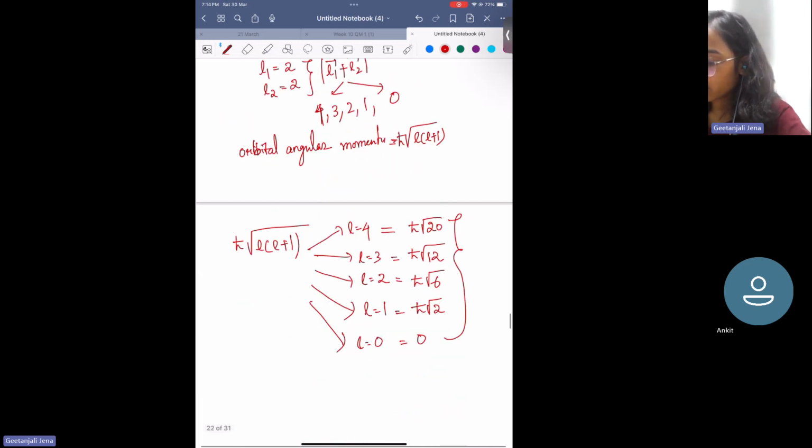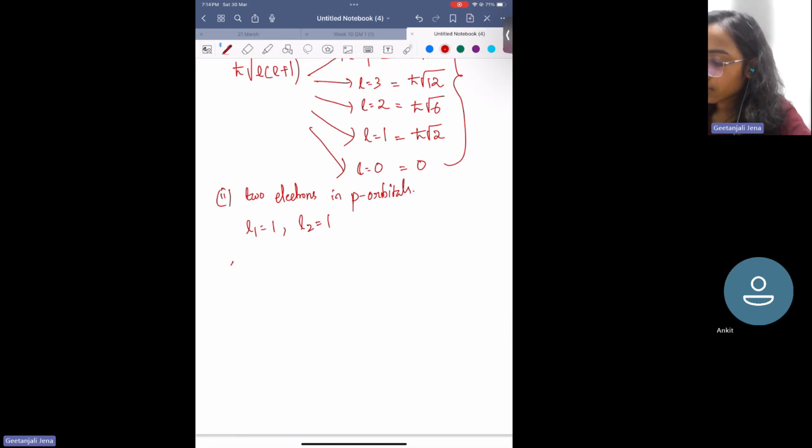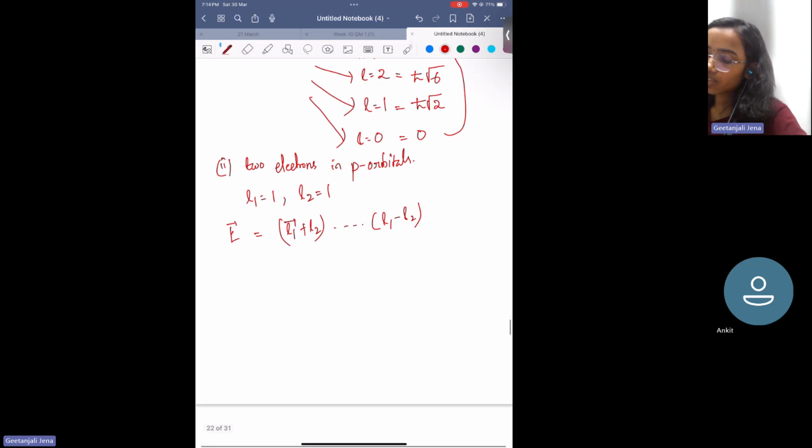Now for the p orbital, for two electrons in p orbital, we have L1 is 1, L2 is also 1. So the possible values of L would be from L1 plus L2 to L1 minus L2. L1 plus L2 is 2, L1 minus L2 is 0. In between we have only one value, which is 1.